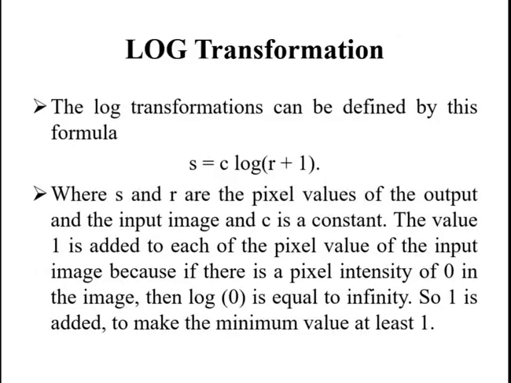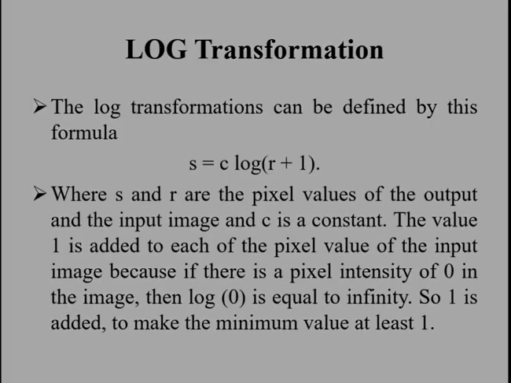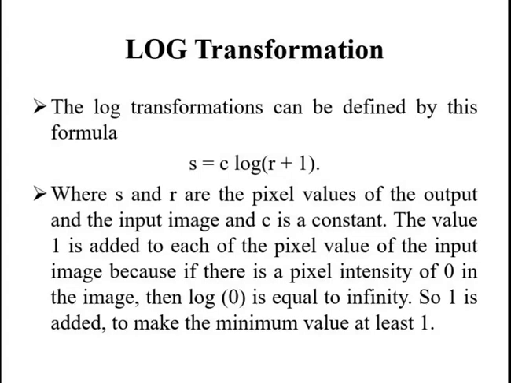The general form of the log transformation is defined by this formula, that is S is equal to C log of R plus 1, where S and R are the pixel values of the output and input image, and C is a constant. The value 1 is added to each pixel value of the input image, because if there is a pixel intensity of 0 in the image, then log 0 is equal to infinity. So 1 is added to make the minimum value at least 1. Here C is a constant and it's assumed that R is greater than or equal to 0.